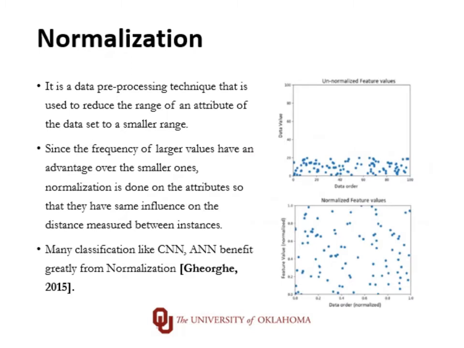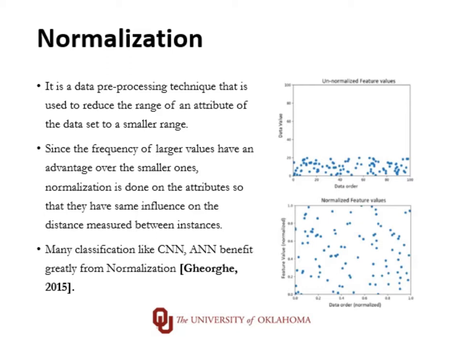Coming to the next technique, which is normalization. Data normalization is a data pre-processing technique that is used to reduce the range of an attribute of the dataset to a smaller range. Since the frequency of larger values has an advantage over the smaller ones, normalization is done on the attributes so that they have the same influence on the distance measured between instances. Many classifiers like CNN and artificial neural networks benefit greatly from normalization.